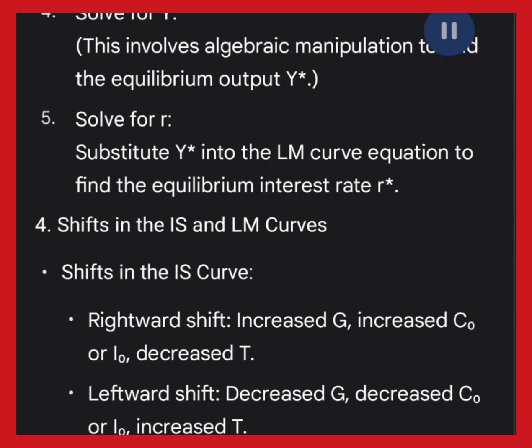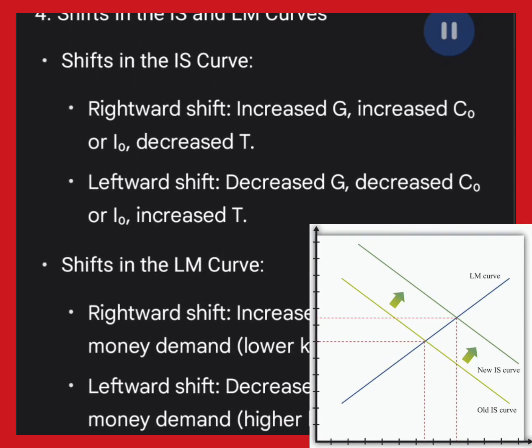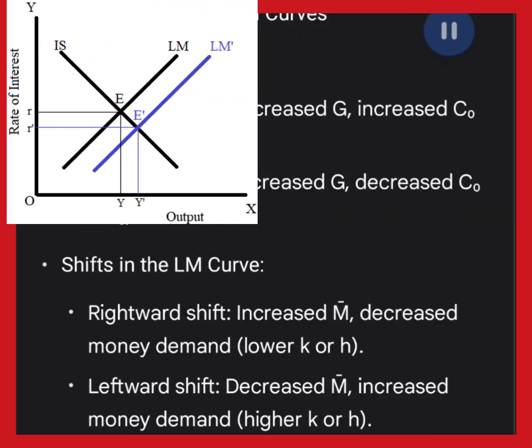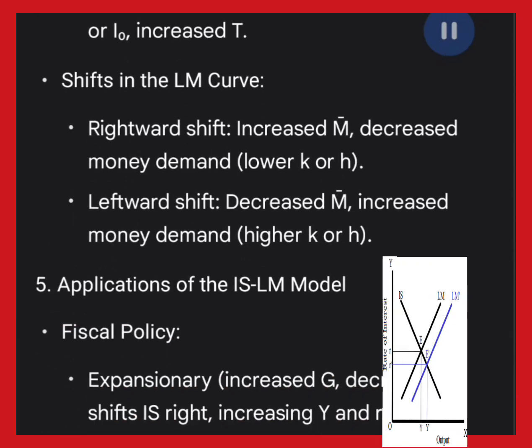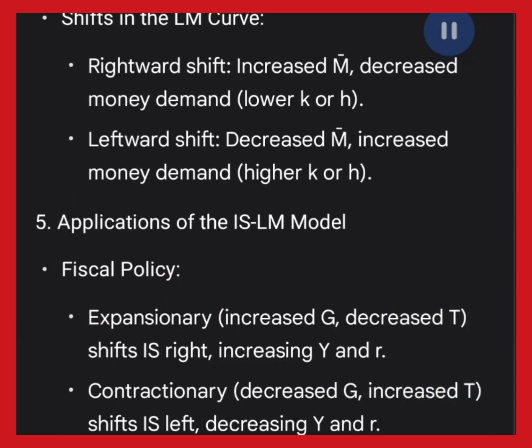4. Shifts in the IS and LM curves. Shifts in the IS curve. Rightward shift: increased G, increased C or I, decreased T. Leftward shift: decreased G, decreased C or I, increased T. Shifts in the LM curve. Rightward shift: increased M-bar, decreased money demand, lower k or h. Leftward shift: decreased M-bar, increased money demand, higher k or h.